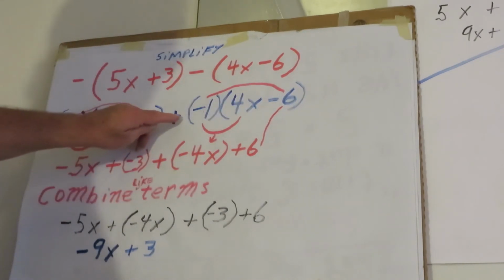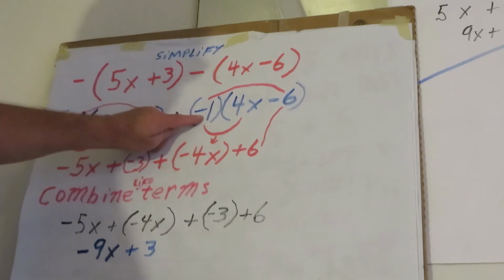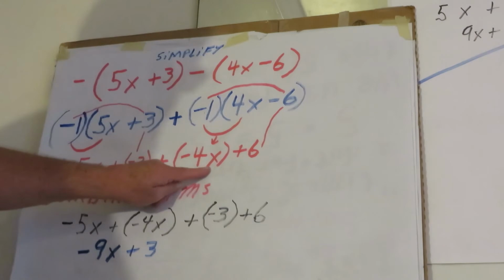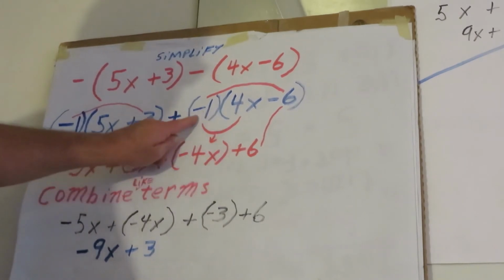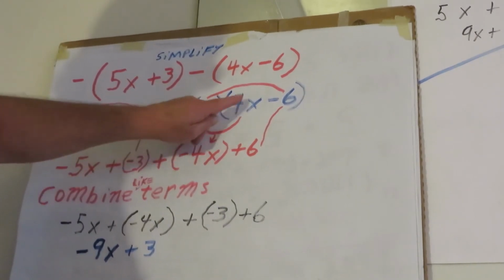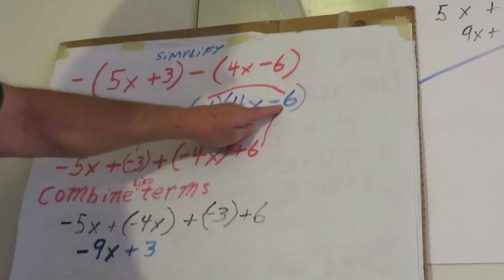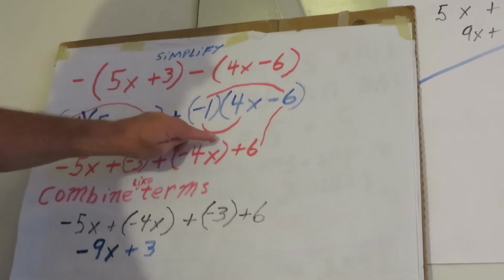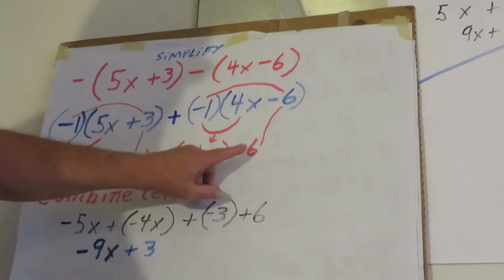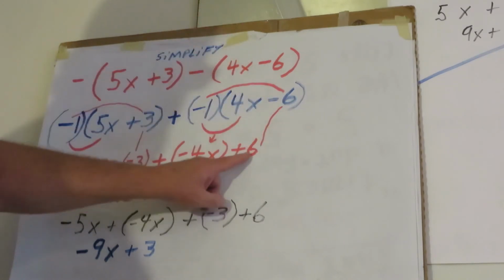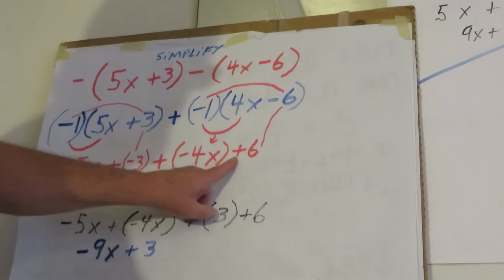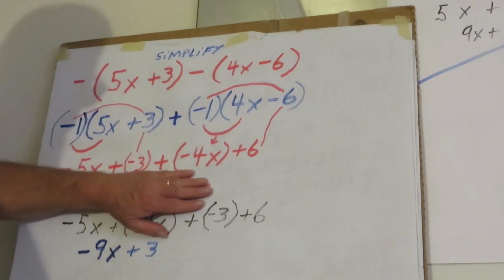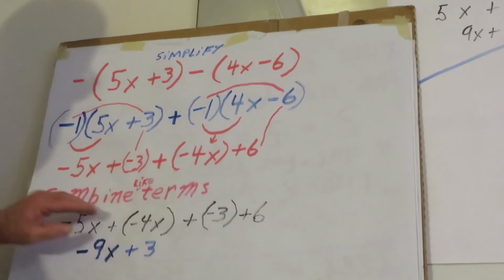So negative 1 times 4x gives me negative 4x. Negative 1 times negative 6 equals, a negative times a negative is a positive, plus a positive 6. So now I've reached this level. Now I can combine the terms.